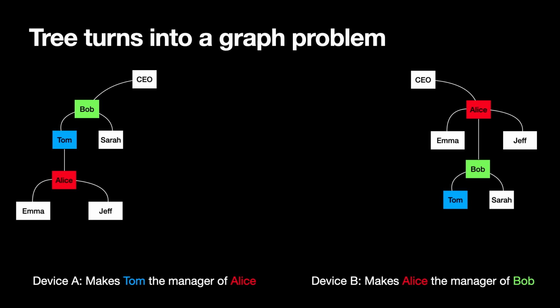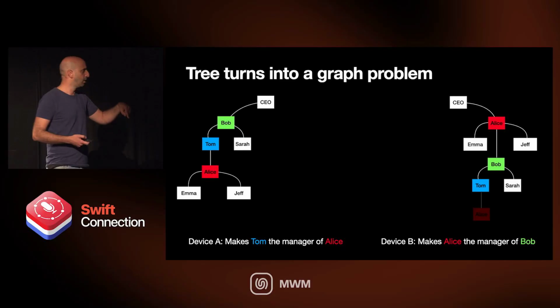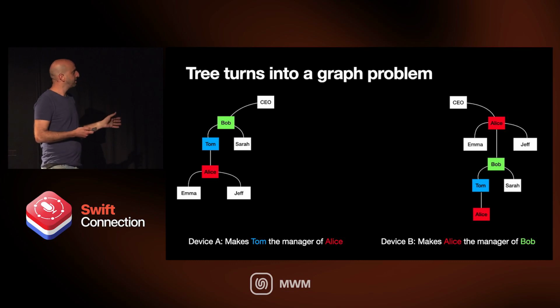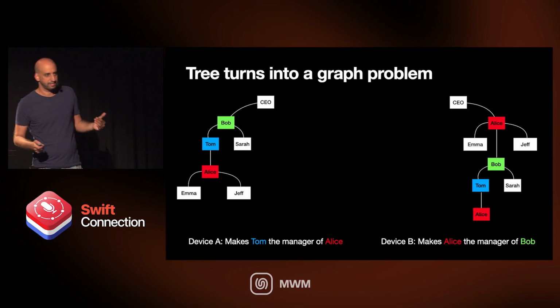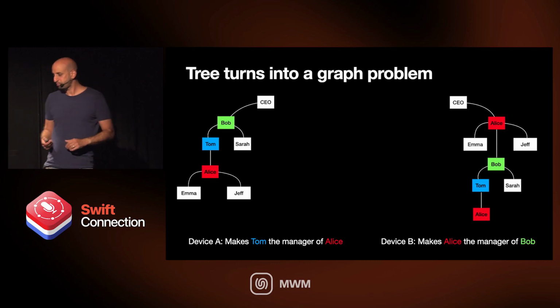Now, what will happen when we sync it? So Alice is the manager of Bob, which is the manager of Tom, which is the manager of Alice, which is the manager of Bob. So we've got a cycle. And it happens even when two operations were valid. And I think that emphasizes how complex syncing is when we try to do it offline.